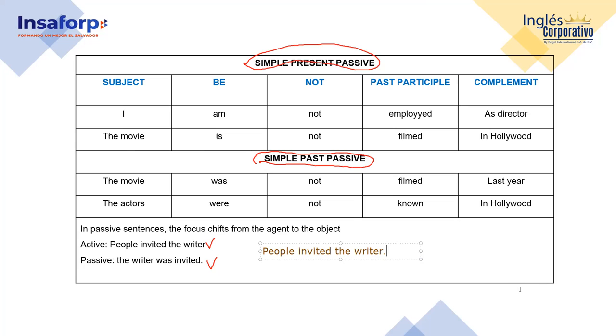Let us see. Who is the subject of this sentence? Subject. People. Who is the subject? People. Okay, people is the subject. Yes. What is the verb? Invite. Okay. What is the writer? They. No. What function does it have? The complement?